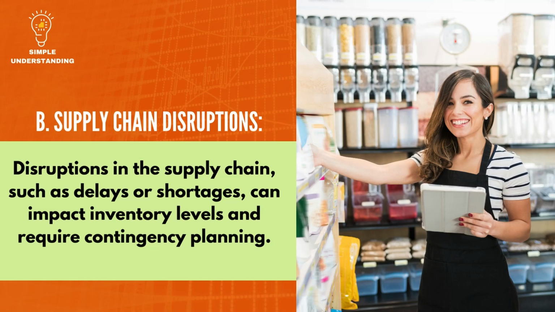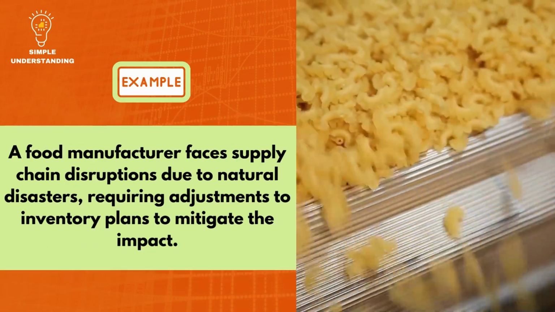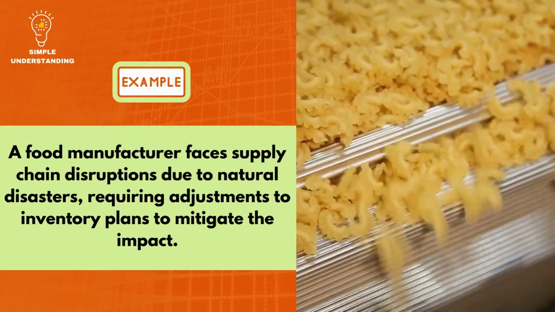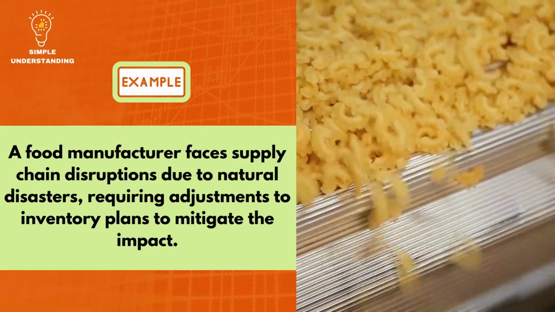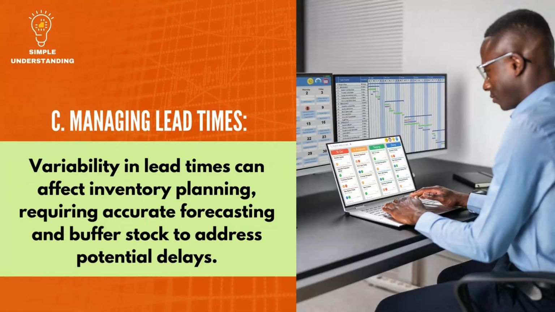B. Supply chain disruptions. Disruptions in the supply chain, such as delays or shortages, can impact inventory levels and require contingency planning. Example: a food manufacturer faces supply chain disruptions due to natural disasters, requiring adjustments to inventory plans to mitigate the impact. C. Managing lead times.